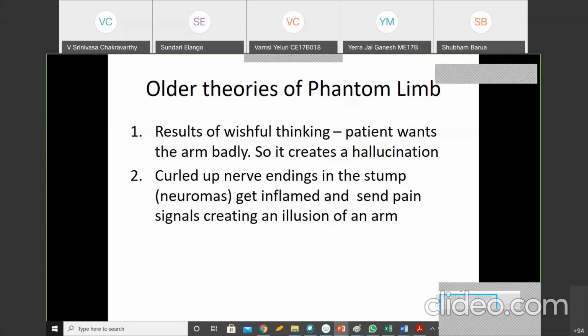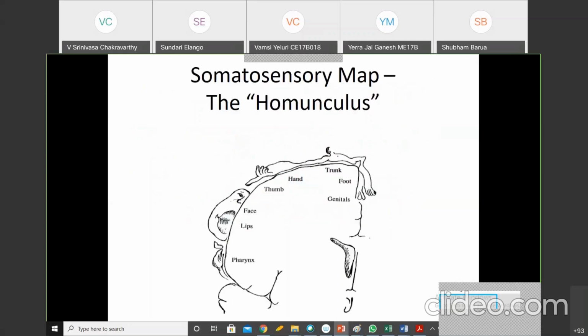Another, slightly more neurophysiologically oriented theory is that when the arm is amputated, there is a stump that remains. Along with the amputation, you also end up cutting the nerves. So those nerve endings now curl up and get inflamed and continue to send pathological signals. When these signals go to the brain, they create the illusion of an arm. This is slightly more neurophysiologically oriented, but still it doesn't hold much water. It's still a pretty simplistic theory. Why is that? Let us see very soon.